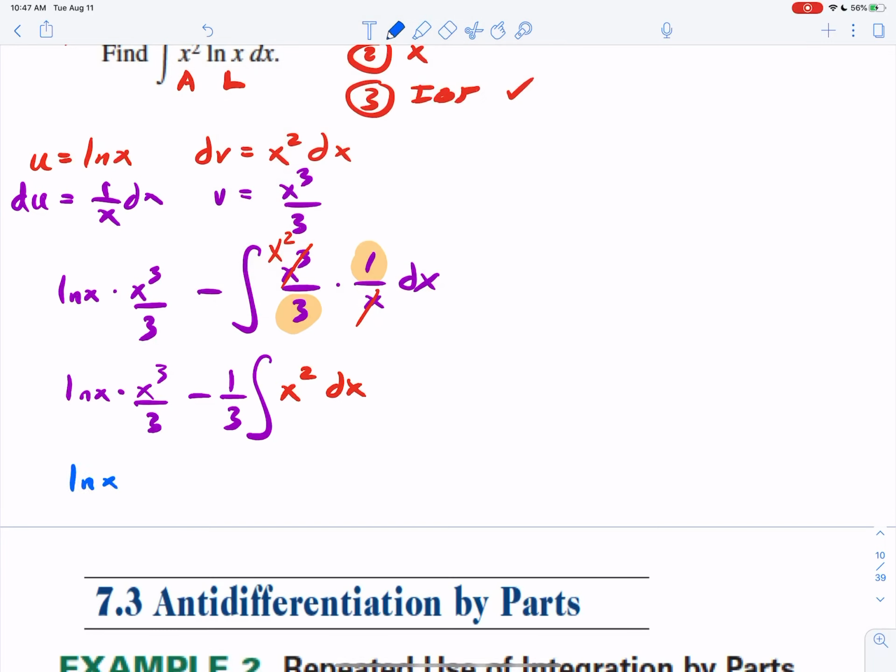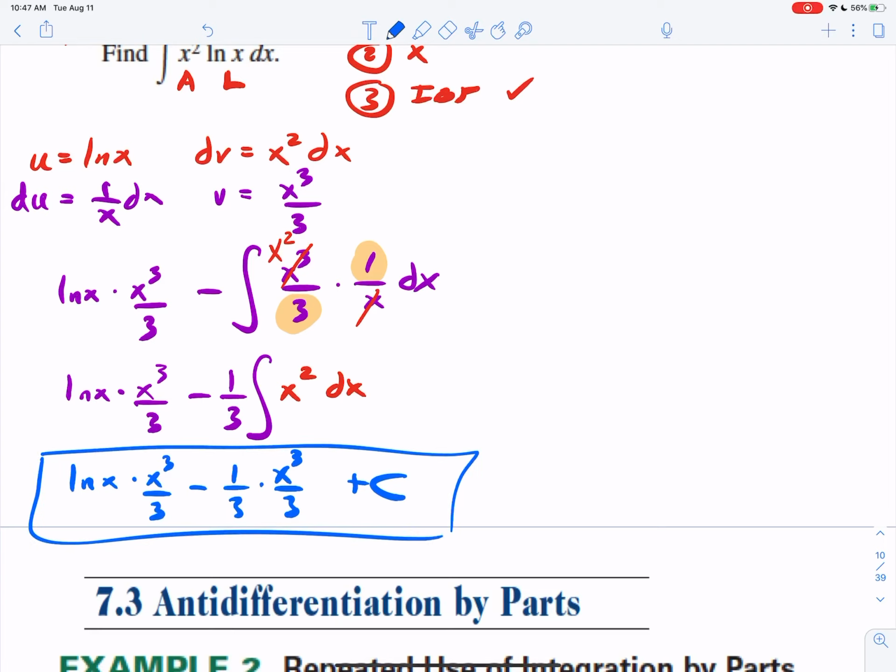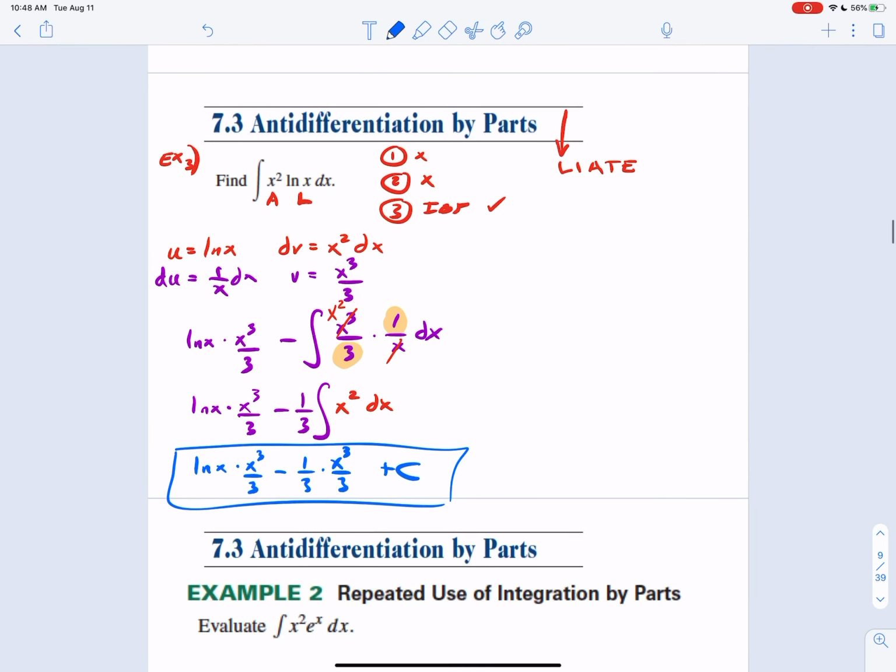So here we have natural log of x times x cubed over 3 minus 1/3 times the integral of x squared, which is x cubed over 3. Don't forget your plus c. You guys could definitely simplify this a little bit more, but seeing as how you guys are in my BC class, you know the idea of equal is equal, okay? So we'll try not to focus so much on the minor details of evaluating, okay? Hopefully you guys got as far as you could.